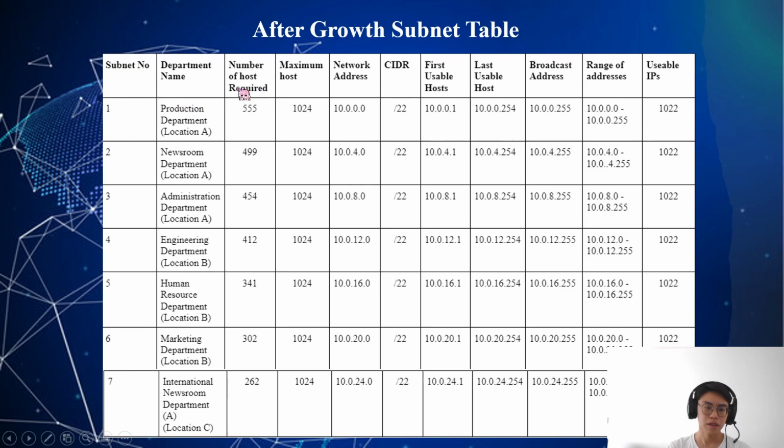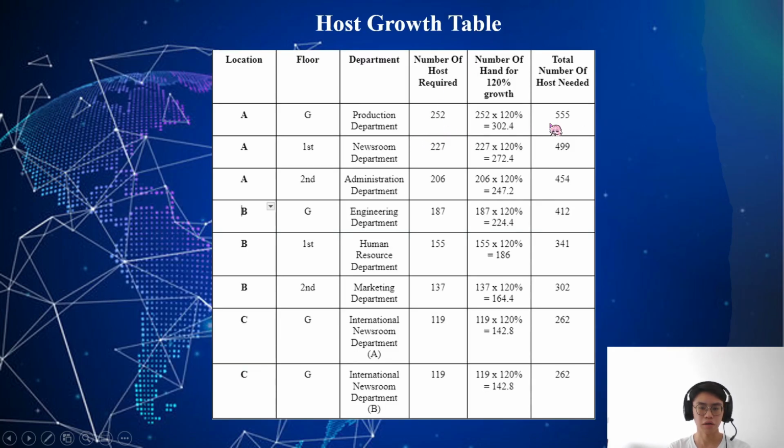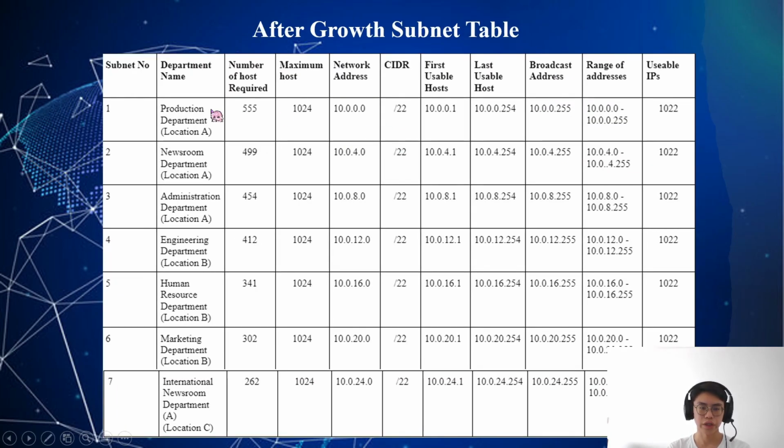The next one is after growth. After growth, we're changing the number from 255 to 555. How do we do it? We're using the calculation times 1.2 equals 555, and this is after the growth. After the growth, we cannot use /23 again, so we just change it to /22, and the whole thing is the same. We're just changing the number of hosts required and the CIDR. So that's all from me.